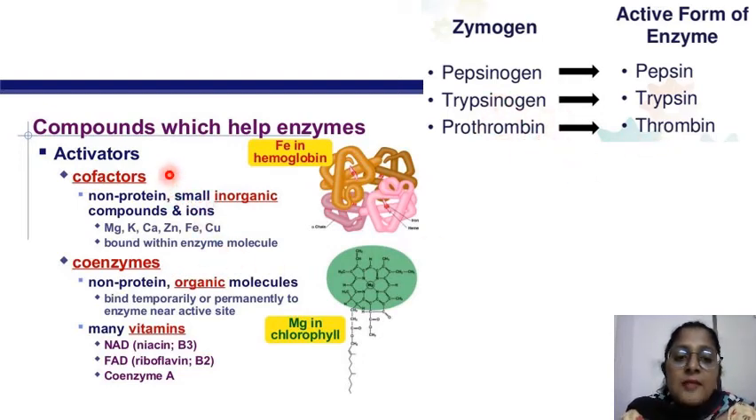Over here, some activators like the cofactors and coenzymes are there, which are the non-protein part in an enzyme. Now, magnesium, potassium, calcium, zinc, iron and copper bind with the enzyme molecules. These inorganic compounds and ions are known as the cofactors, and the non-protein organic molecules are known as the coenzymes, like NAD, FAD, coenzyme A. So they are all activators and help enzymes to do their function.